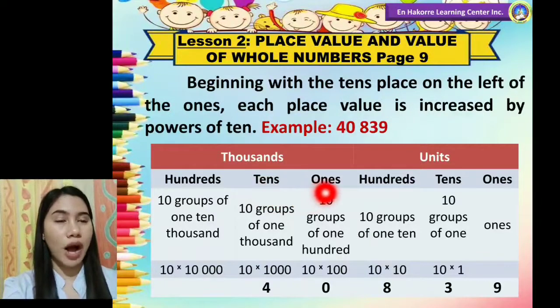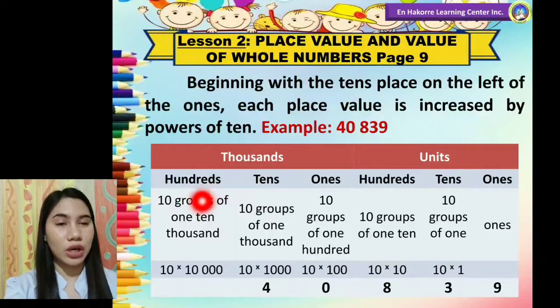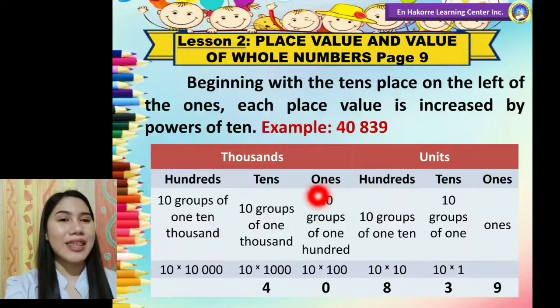So you have there ones. This ones, children, is also called your thousands place. We can say that this is 1,000. This one is the 10,000s. This one is your hundred thousands place. So again, you have your ones, tens, hundreds, thousands, 10,000s, and 100,000s.